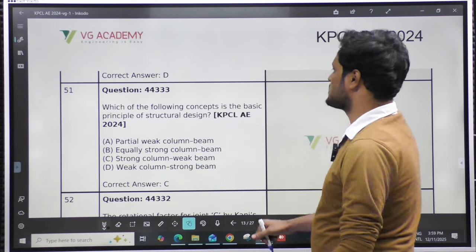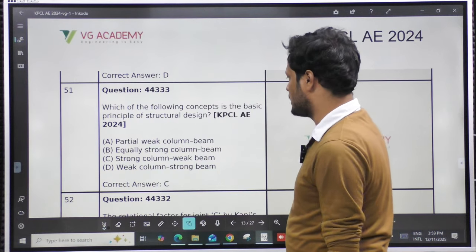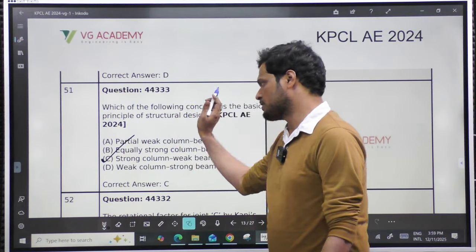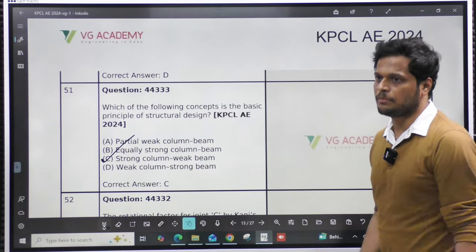Which of the following concept is the basic principle of structural design? For every structural design, the basic concept is strong column and weak beam.